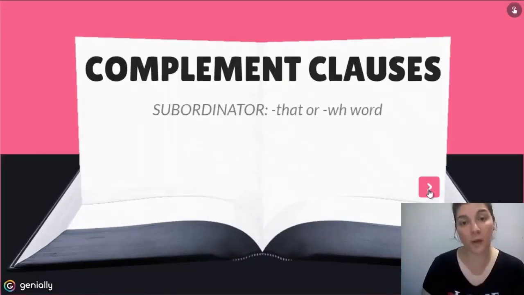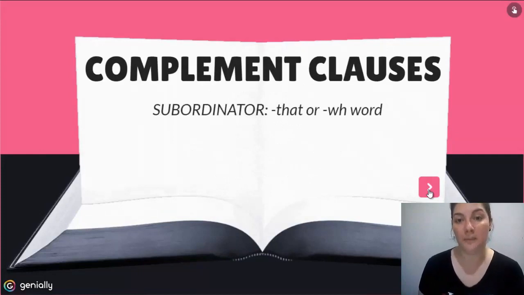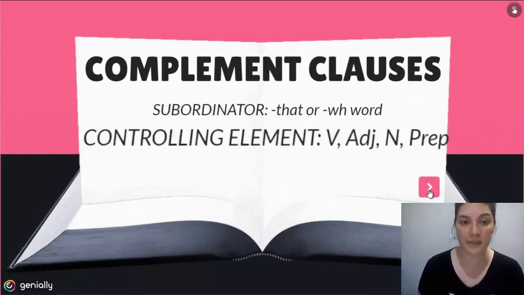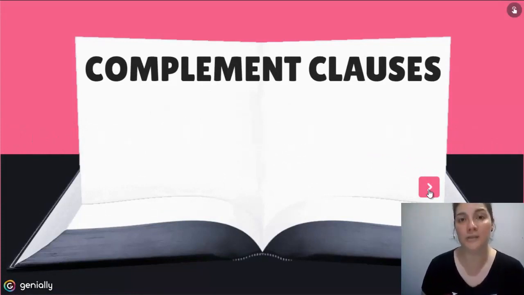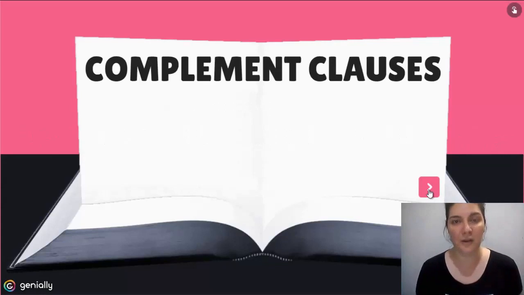Finite complement clauses are introduced by a subordinator that can be that or a WH word, and they are controlled by verbs, adjectives, nouns, or prepositions. Complement clauses are also known as nominal clauses because they can occupy the slot of a noun phrase within a clause. In brief, a complement clause can be the subject of the clause, or a predicative within the clause, that is, a subject or object complement. They can be used as direct objects, or they can complement phrases like noun phrases, adjective phrases, and prepositional phrases.